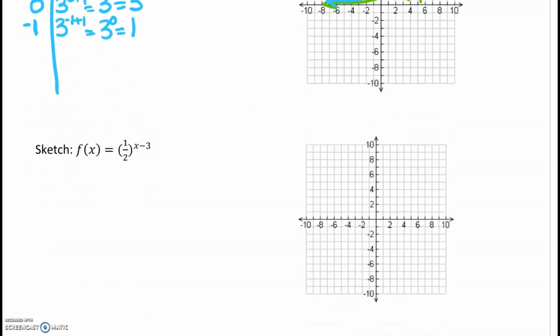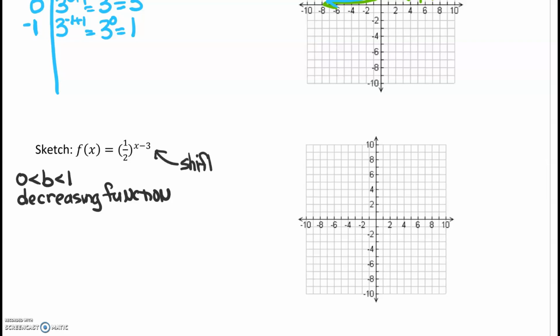Okay, let's take a look at a different one. Let's take a look at the function 1/2 to the x minus 3. As mentioned earlier, if your base is less than 1 but greater than 0, then you're going to have a decreasing function, so from left to right it goes down. It's going to be shifted because of this x minus 3. Because of the minus 3, it's actually going to be a shift to the right of 3 units.